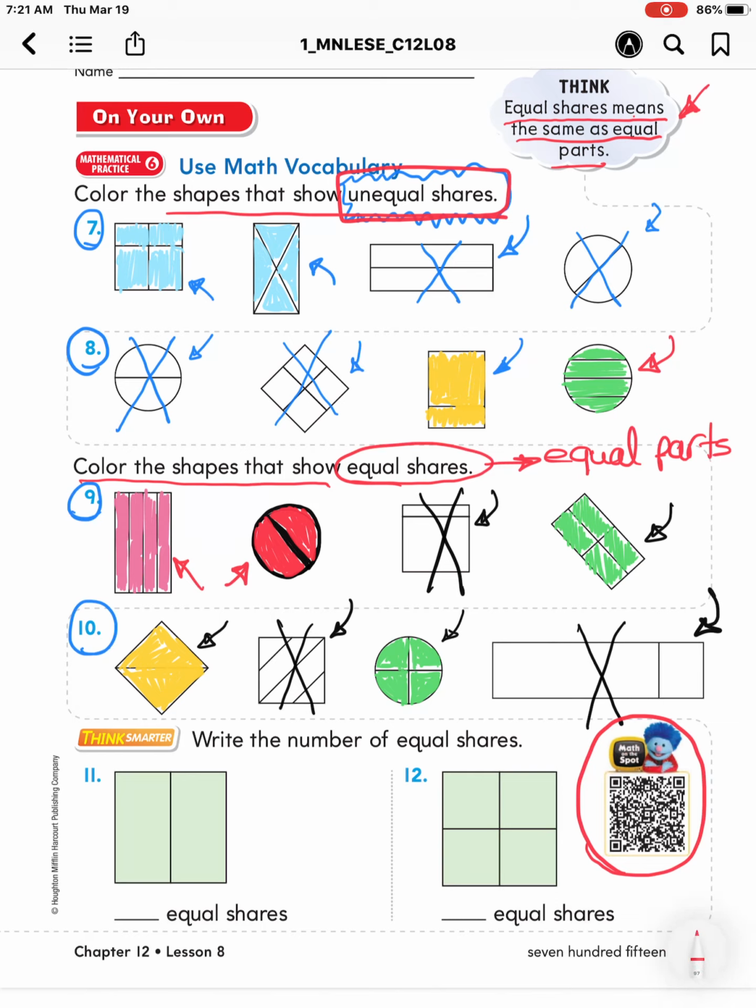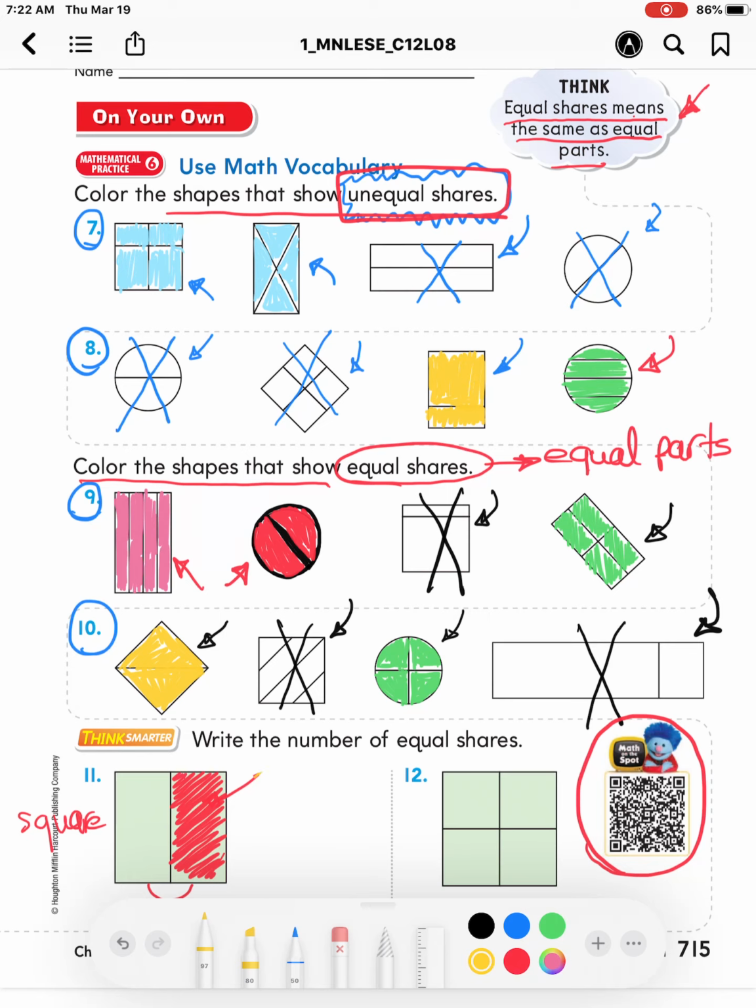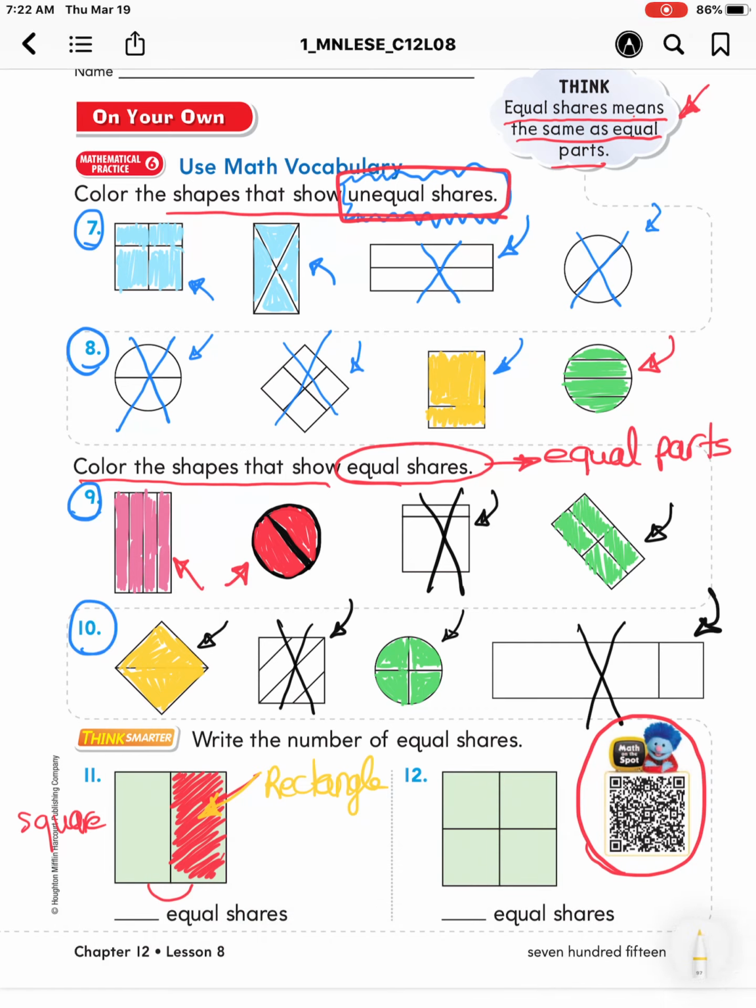Now we have here a square. This is a square divided into 2. What are those shapes? What do we call each one of those? We call this, just use another color so you will see it. We call this rectangle, but the whole shape is called a square. Now we have how many rectangles, how many equal shares here? Amazing. It's 2.